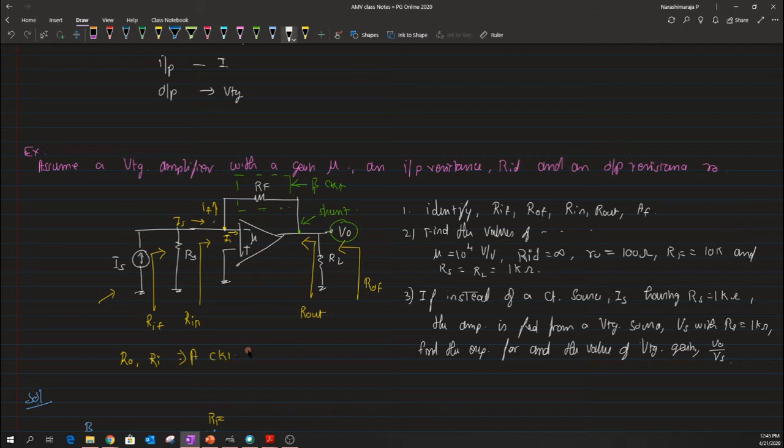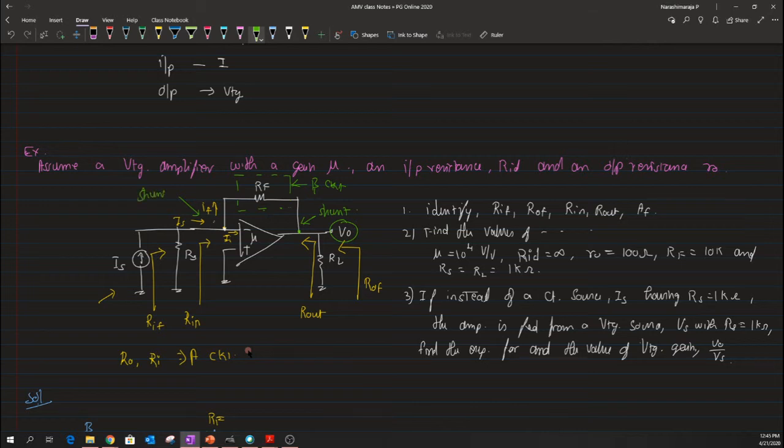Clearly one could see that there is a connection that we make with this feedback network here. This is the type of connection that we use for current mixing. So the type of connection that is used for current mixing is again a shunt type.